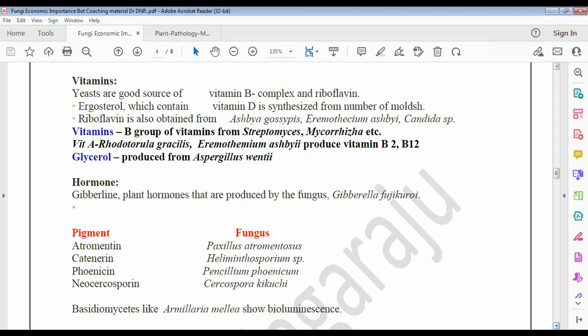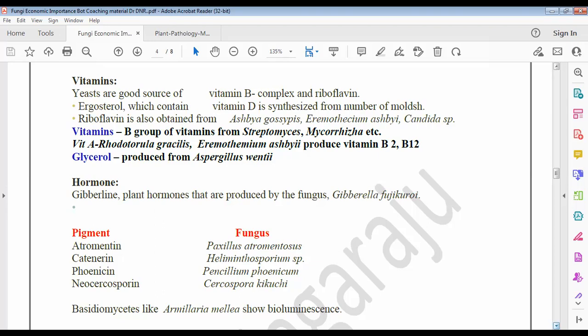Gibberellin, auxin, cytokinin, ethylene, abscisic acid. These all are the phytohormones, and brassinosteroids. You have studied all these phytohormones. The gibberellin: what is the function of the gibberellin?